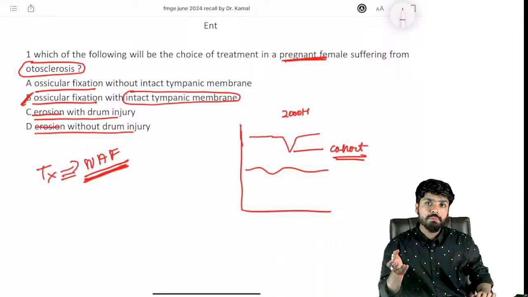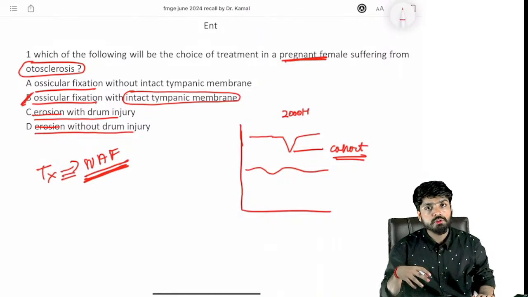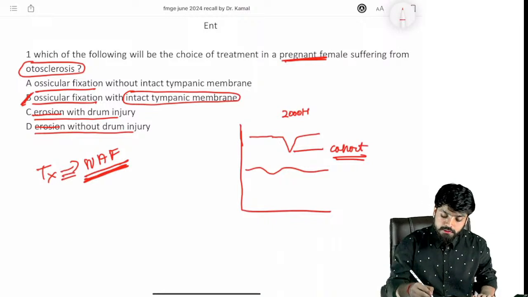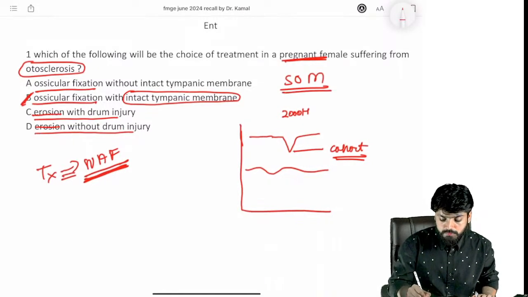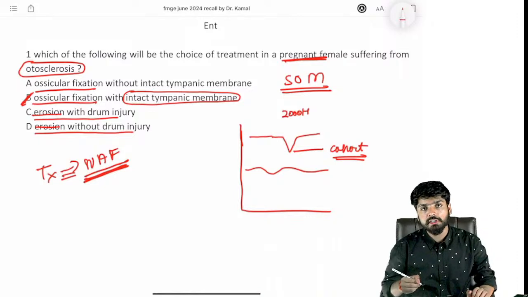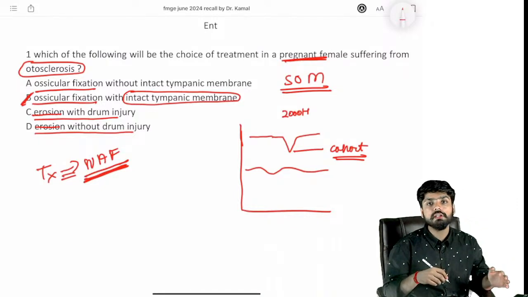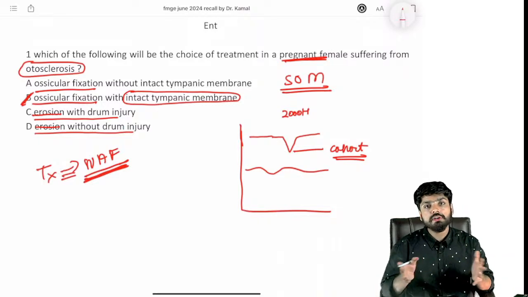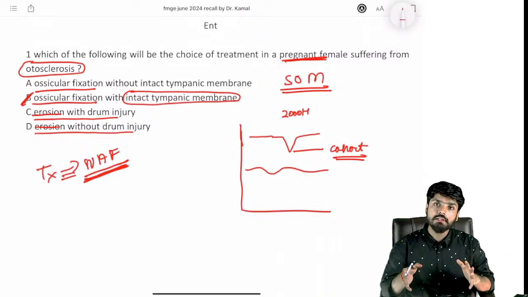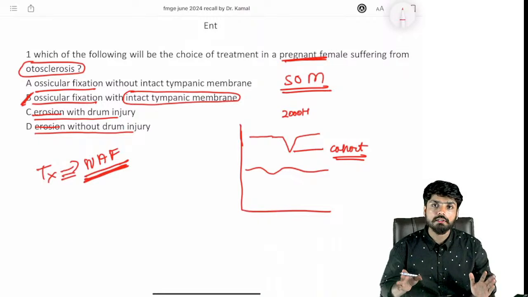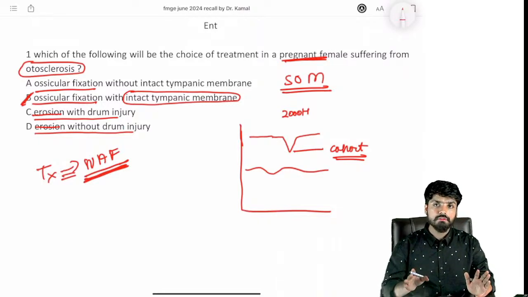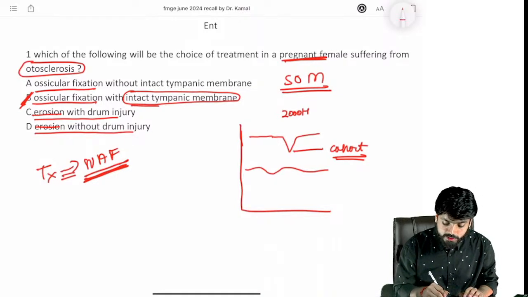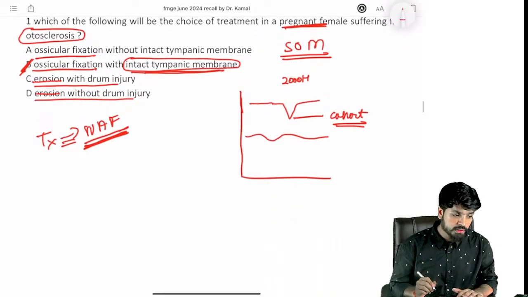The only place that I remember where we have to do anything related to the tympanic membrane, to make an incision or do anything, is SOM, serous otitis media, be it the serous one, be it acute suppurative otitis media. When we need to drain, if there is any kind of fluid in the middle ear, then only will we go and touch the tympanic membrane. Other than that, we don't need to do anything to the tympanic membrane. So ossicular fixation with intact tympanic membrane will be the choice of treatment.